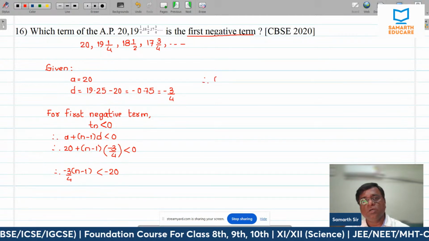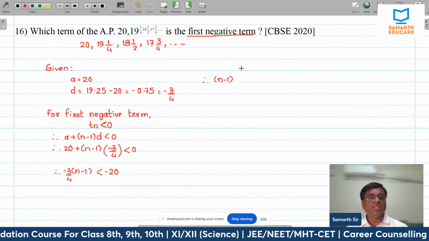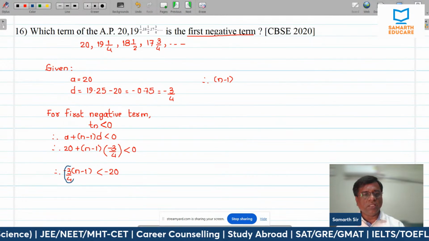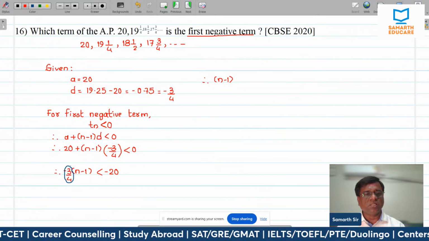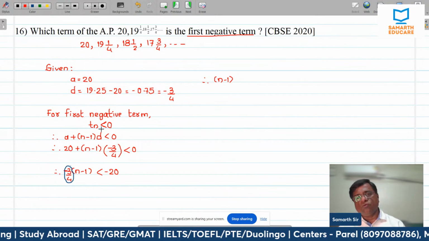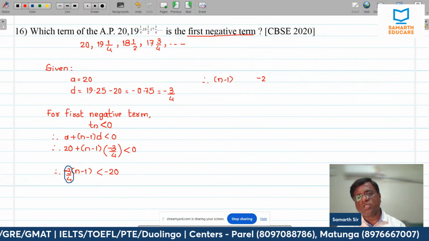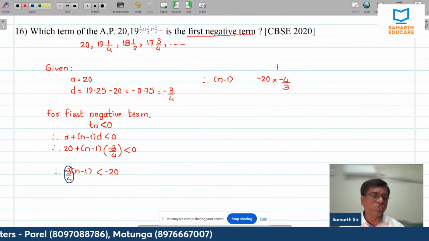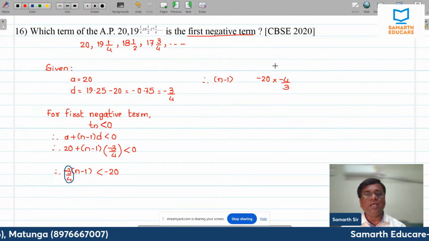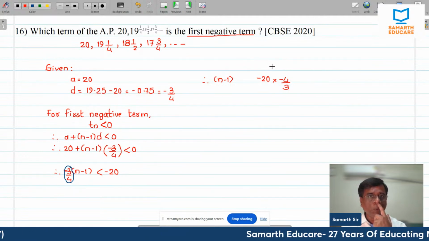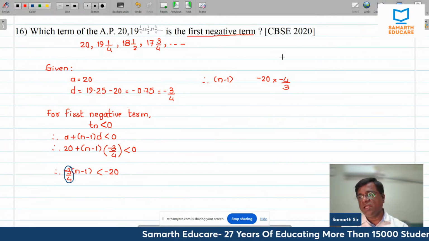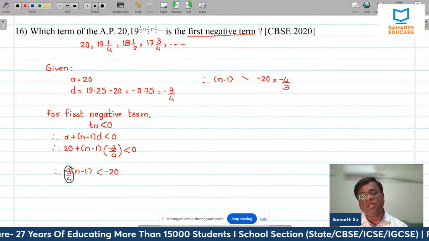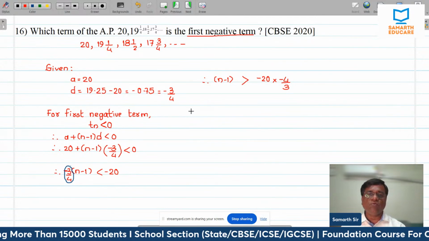Now, according to the laws or principles or rules of linear inequations, I am going to cross multiply this minus 3/4. Remember, there is minus 3/4. So minus 20 into minus 4/3. The most important rule of linear inequations is whenever you are multiplying or dividing by a negative term, listen to this very carefully, the inequality changes, because the negative term is multiplied or divided. The inequality which was less than has now become greater than.